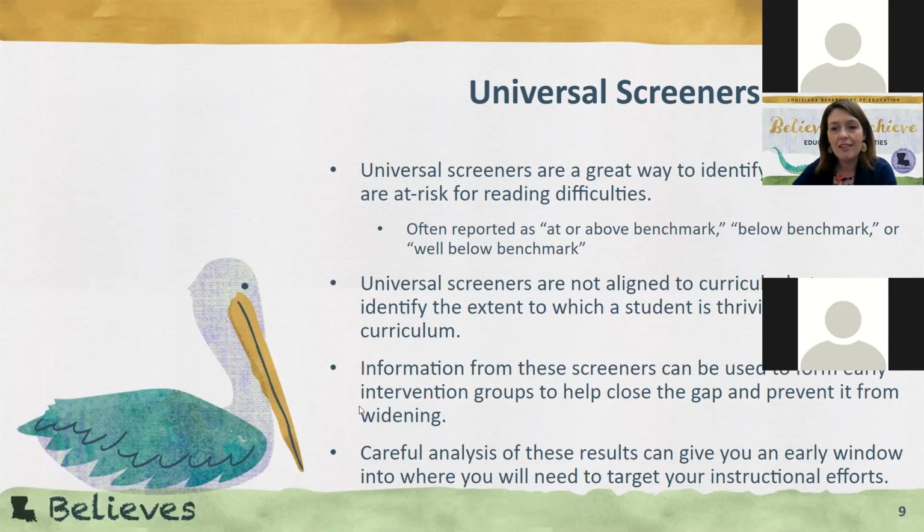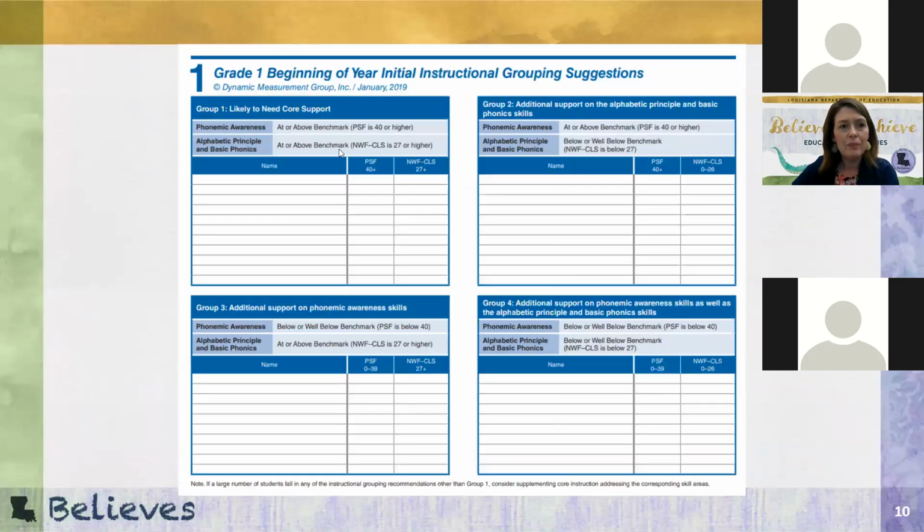Now, careful analysis of these results can really give you a window into their reading, right? And it can help drive your instructional efforts. This is a resource that you can use when you get those results back. I pulled this from the Acadience website, and I would encourage you to check out the Acadience website if that's the screener you're using right now, because there are a wealth of resources there that are open source, so you can access them for free.